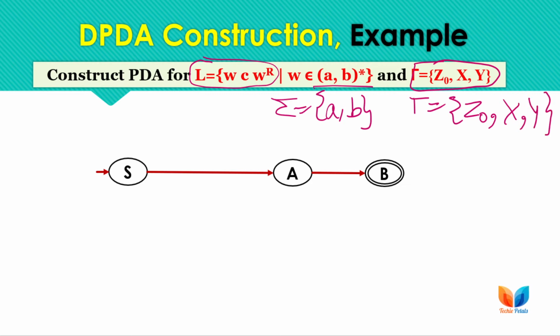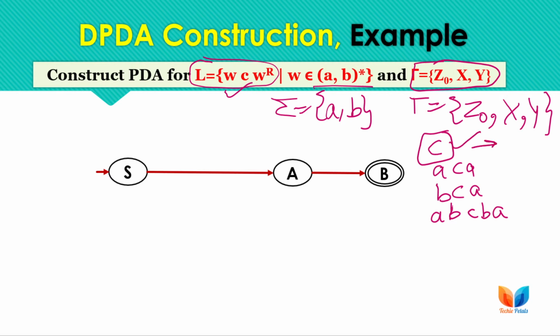Okay, so now as in the previous question, for this question we have already covered that the minimum string is C. If the W is null, then the minimum string to be accepted is C here. Other minimum strings are ACA, BCA, okay, and others can be ABCBA, etc. So next, if the string is null, then we have to accept C only, and we need not push anything on the stack top. Stack top will be Z0 only throughout the complete string.